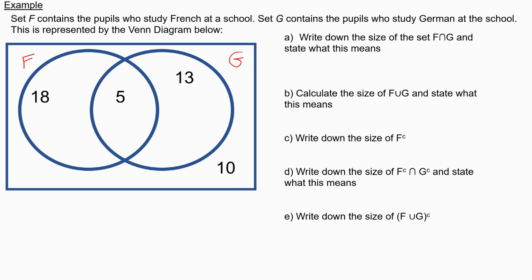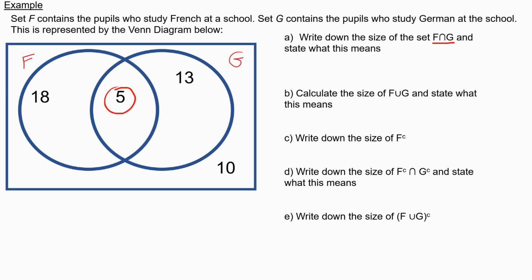Set F contains the pupils who study French at the school. Set G contains the pupils who study German at the school. The sets are represented by the Venn diagram below. Firstly, we want to write down the size of F intersection G, or F intersect G. That's how we would read this. This means all of the pupils who study French and German.